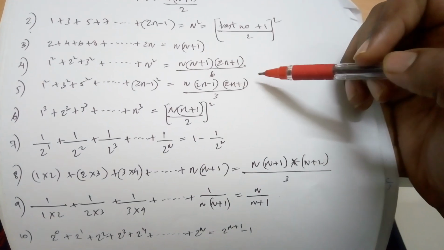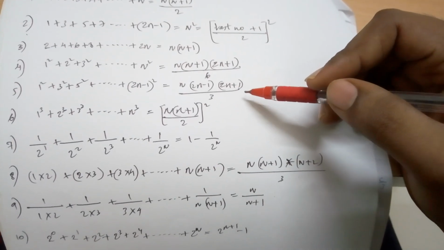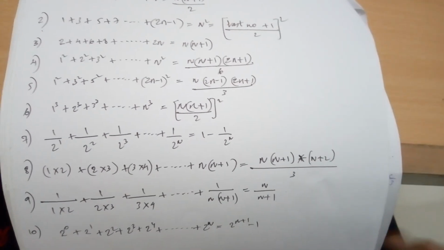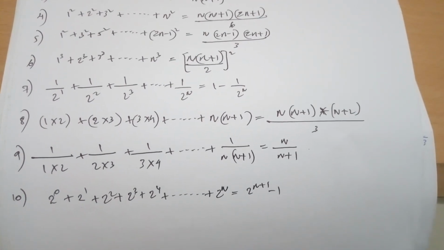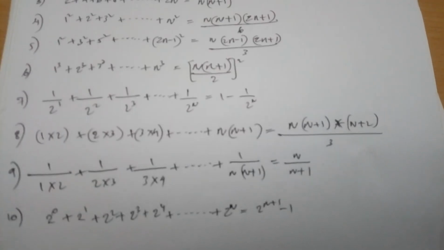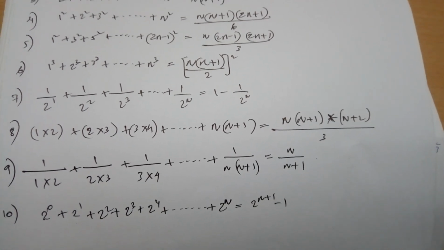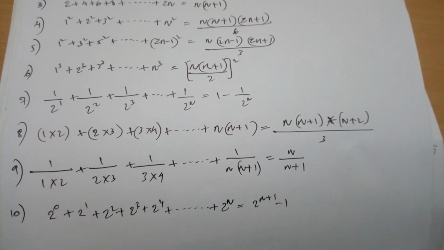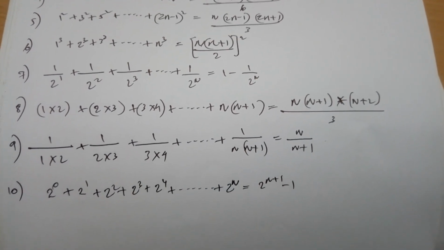Then 1 square plus 3 square plus 5 square plus etc. plus (2n minus 1) the whole square is equal to n into (2n minus 1) into (2n plus 1) divided by 3. Like that, you have to study all these formulas. Look at the sixth one: 1 cube plus 2 cube plus 3 cube plus etc. up to n cube. If it is the sum of all cubes, then the formula is (n into (n plus 1) divided by 2) the whole square.